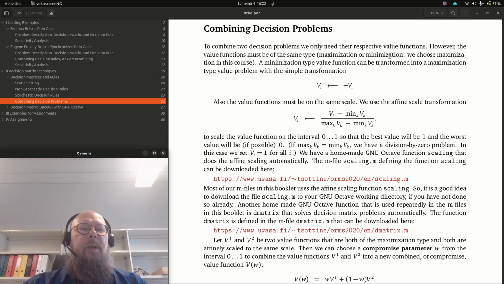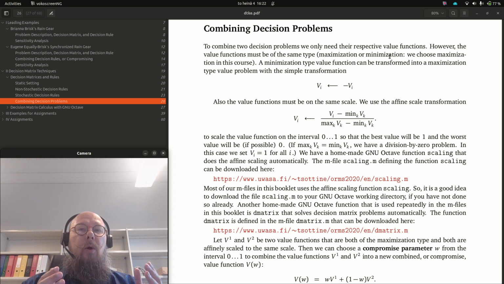Well, the obvious example is that we have two decision makers and they want to make a compromise. So they both have their own setting for the decision making and they both choose their own optimal value. And if they are different, then the question is, can we somehow negotiate a compromise rule that is good for both? And to combine two decision problems, we only need the respective value functions. So the scenarios can be different, but the alternatives must be the same.